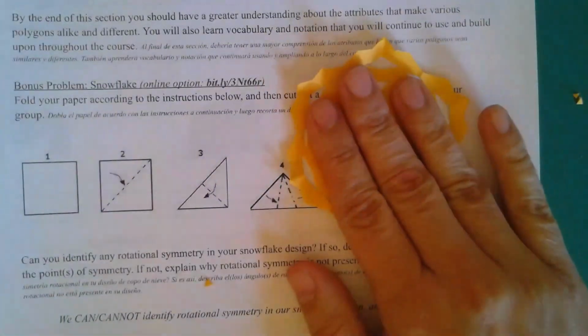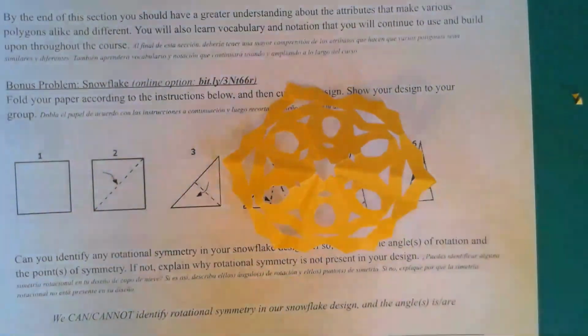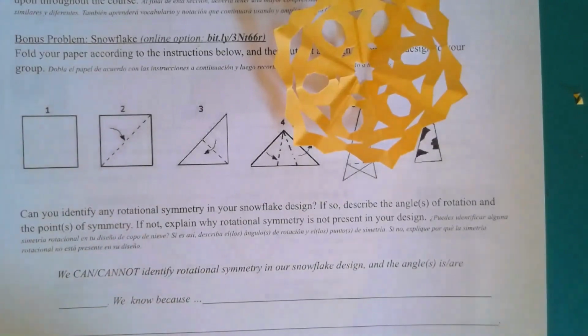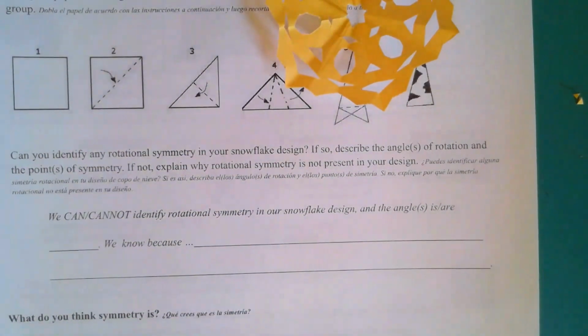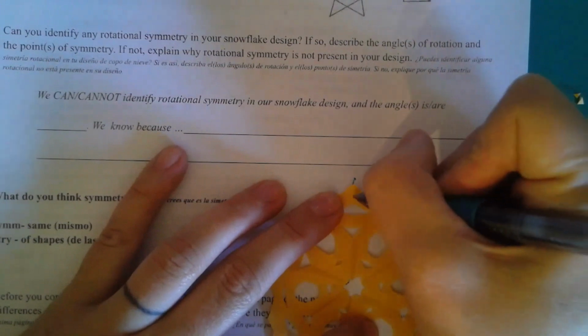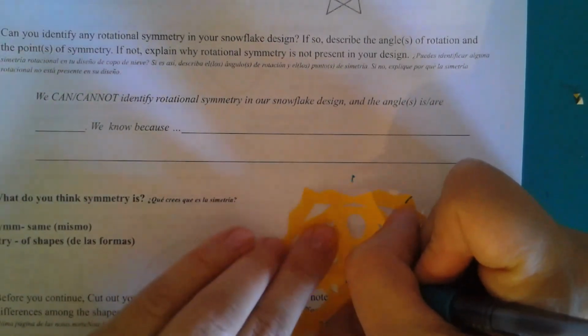I love snowflakes. Okay, so the reason we did this was just to see what kind of symmetry happens. Can you identify any rotational symmetry in our snowflake design? If so, describe the angles of rotation and the points of symmetry. And then, if not, explain why. So I'm going to see if I rotate my snowflake about its axis, how many degrees does it take before I'm in the same orientation? Okay. I'm in the same orientation. Same orientation again. Same orientation. So it seems like every time I rotate 1/6 around my snowflake, I'm back to where I started, just visually.